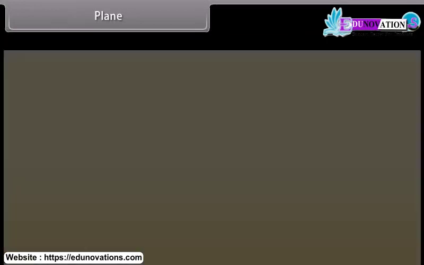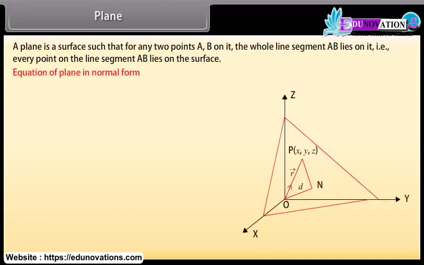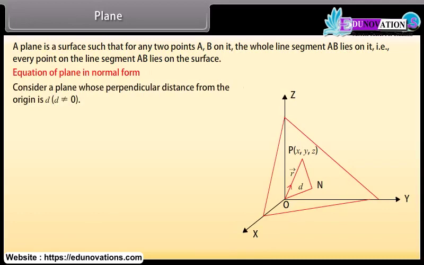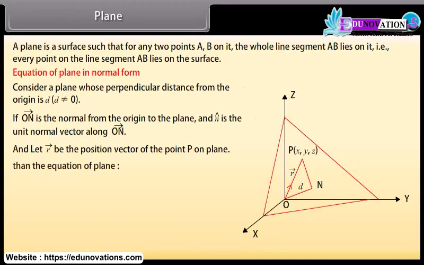Plane. A plane is a surface such that for any two points A and B on it, the whole line segment AB lies on it. That is, every point on the line segment AB lies on the surface. Equation of plane in normal form. Consider a plane whose perpendicular distance from the origin is d, not equal to 0. If vector ON is the normal from the origin to the plane, and n cap is the unit normal vector along vector ON, and let vector r be the position vector of the point P on the plane, then the equation of the plane is vector r dot unit vector n equals d.